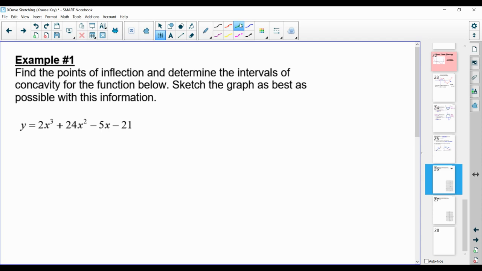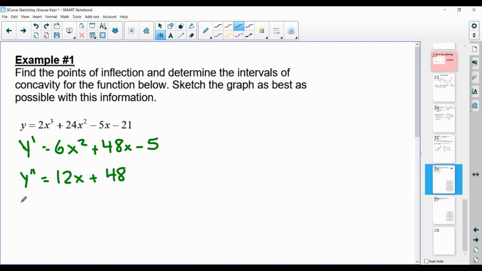All right, so the first thing we're going to do is figure out our first and second derivatives. So the first derivative is 6x squared plus 48x minus 5. The second derivative is 12x plus 48. And that can be factored, which will come in handy when we're looking for our critical points. So 12 times (x plus 4).